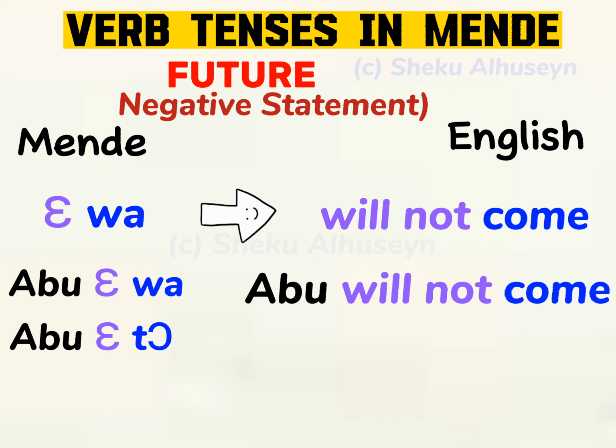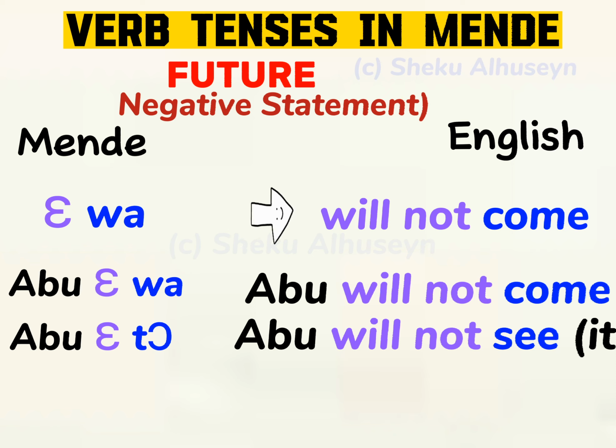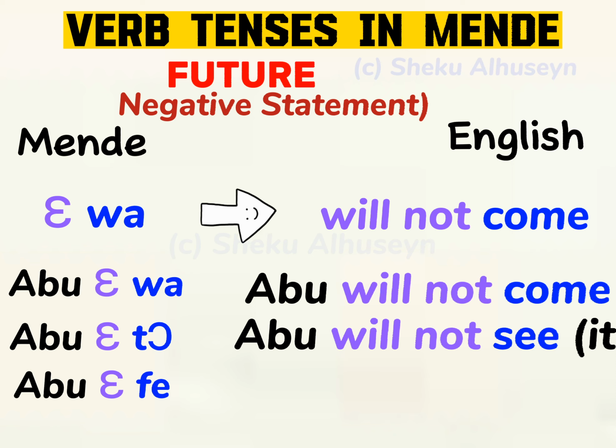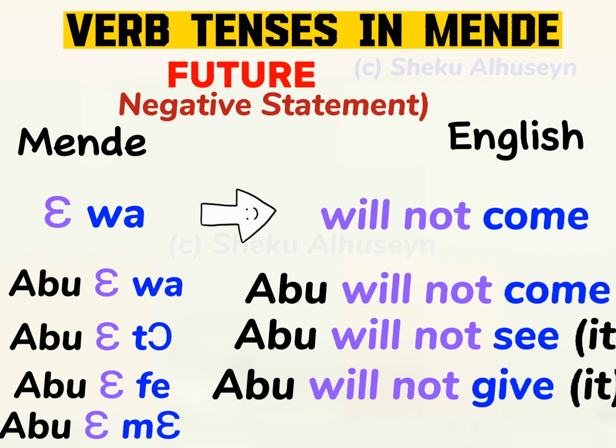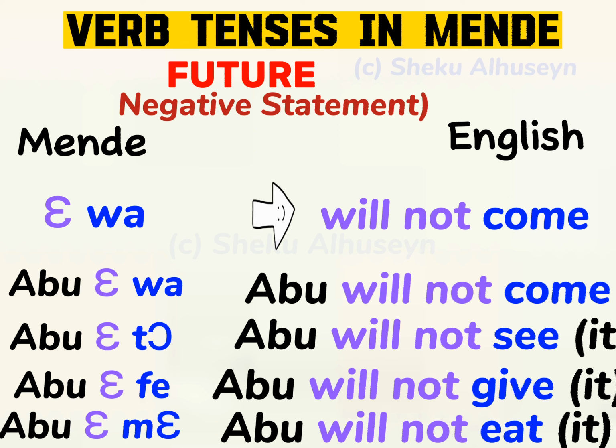Abu eto, Abu will not see it. Abu efe, Abu will not give it. Abu eme, Abu will not eat it. That's how we do it.